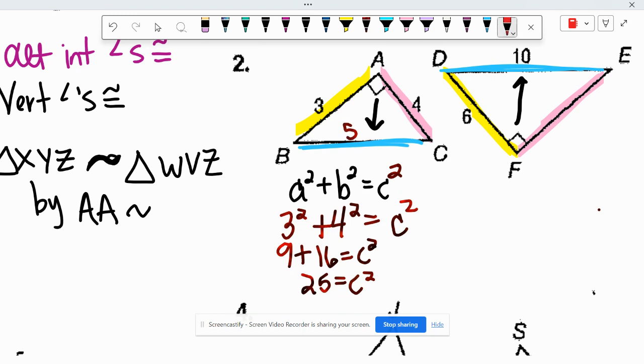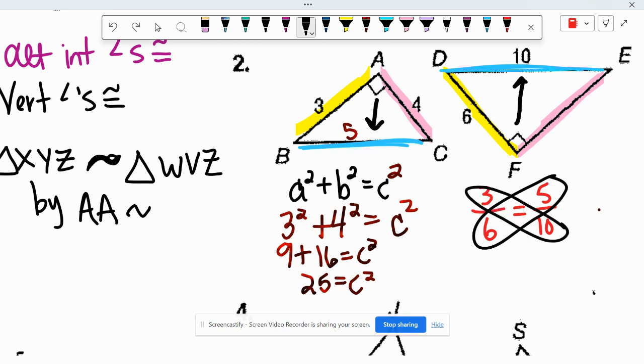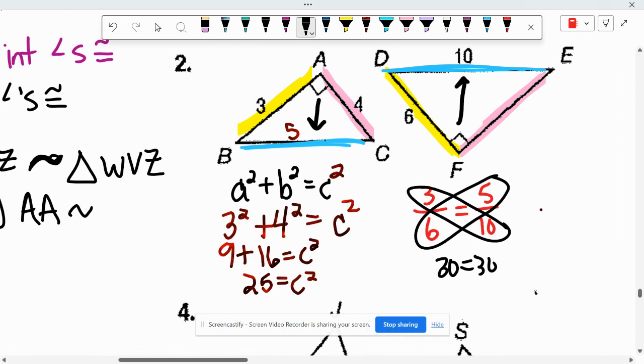So now I can set up a proportion. I'm going to compare the 2 blue sides and the 2 yellow sides. So 3 is to 6 as 5 is to 10. I want to prove that they're proportional. How do I do that? How do I prove that those make a proportion? Cross multiply, or I heard you say simplify. Yeah. So I'm going to cross multiply first. That's going to give me 30 equals 30. Or if I simplify my 2 fractions, I get what, Aiden? You said simplify. Yeah, they both equal 1/2.